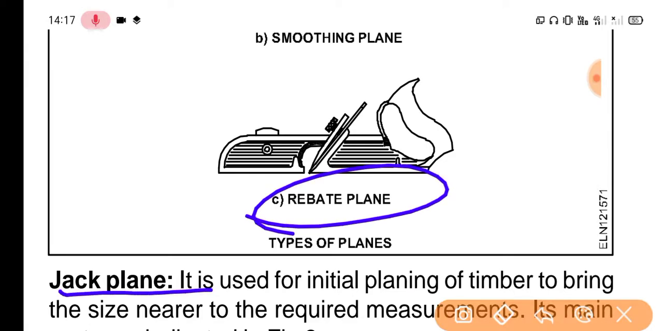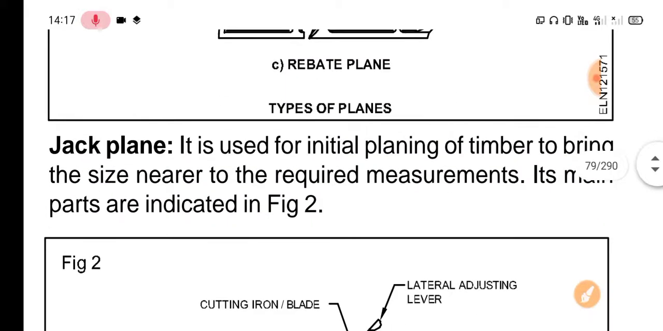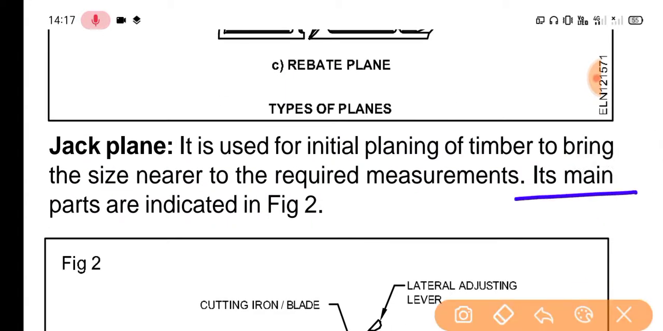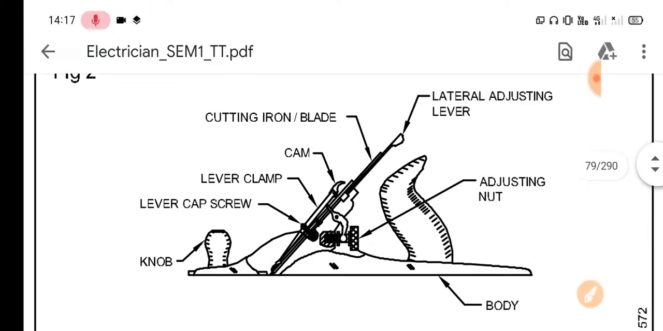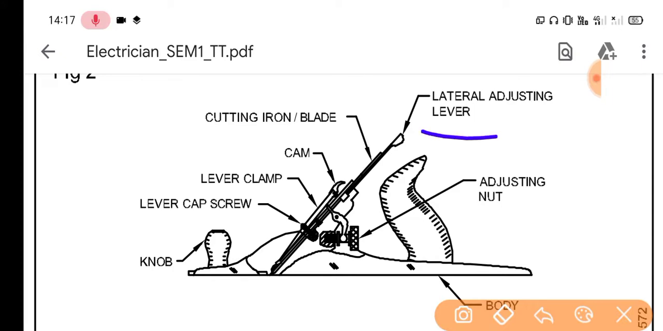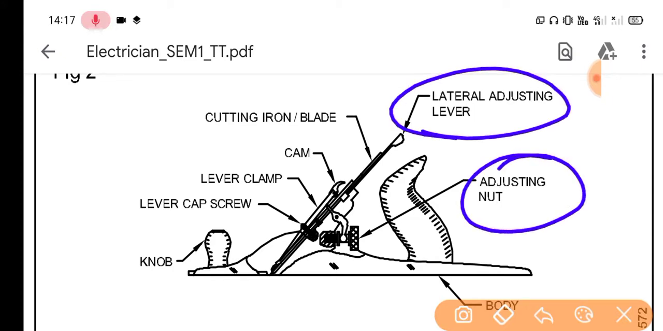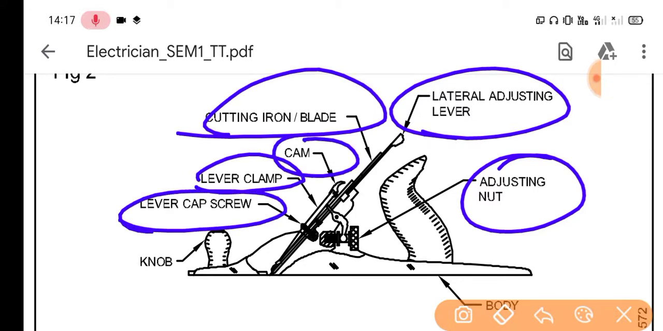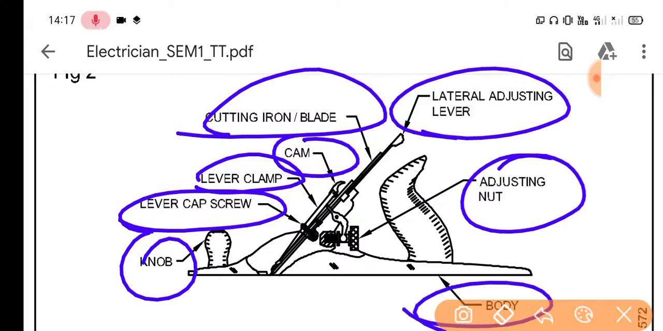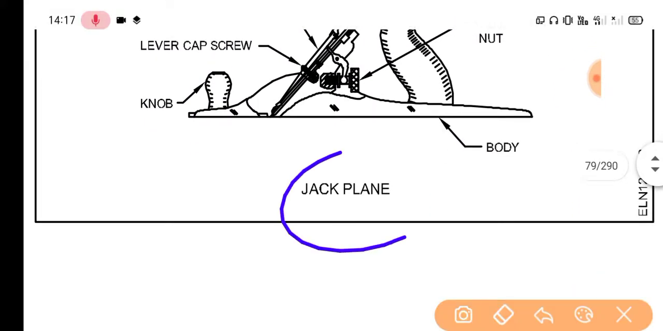Jack plane. It is used for initial planing of timber to bring the size near to the required measurements. Its main parts are indicated in picture 2. This is the cutting blade, lateral adjusting lever, adjusting nut, cutting iron or blade, cam lever, cap screw, knob and body. This is the jack plane.